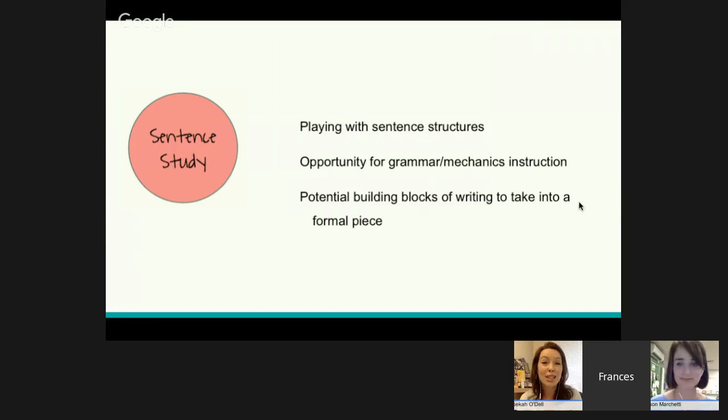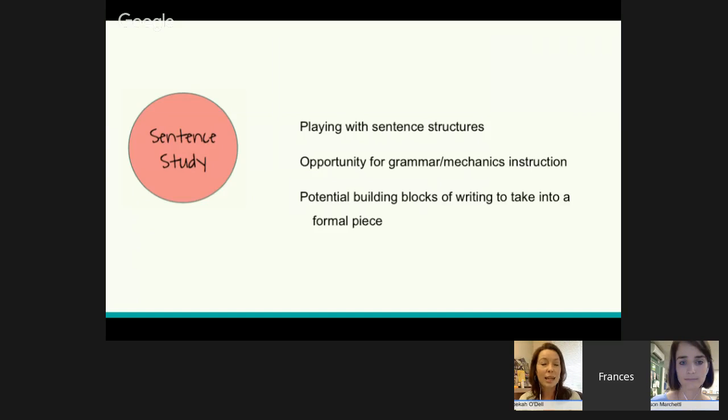Okay. So the next type of invitation that we want to tell you about is sentence study. Sentence study is an awesome workhorse of our notebook time because it allows us to do so many things. It allows us to connect students with mentor texts, with mentor authors. It lets them play around with sentence structures, which I don't know about you and your students, but my students are not always experimental with their sentence structure unless I put them in situations that ask them to be. So sentence study does that for us as well. It's also a place where we get to teach them a little bit about grammar and mechanics.